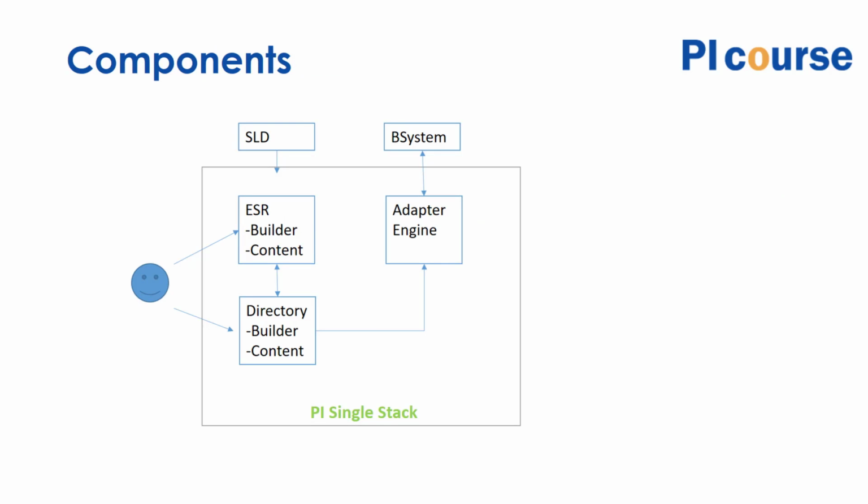So what are the components that we have in the PI? It's a little difficult getting all of these things ordered in a way. So the user is accessing the enterprise service builder. There's two components to this. There's the builder that would create content.